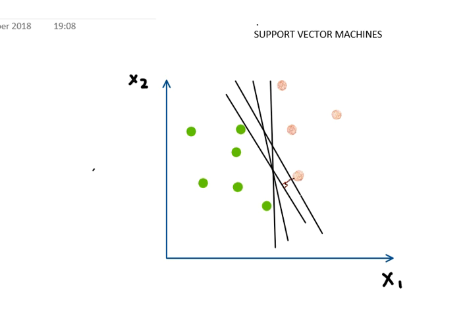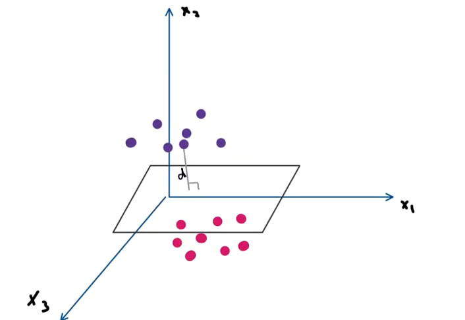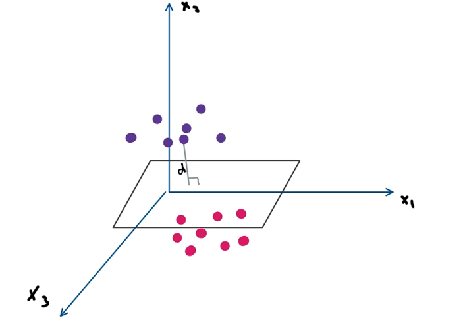What about a three-dimensional feature space? In a three-dimensional feature space, SVM will try to find a two-dimensional hyperplane which makes a clear separation between the two clusters. Now let us understand what exactly a hyperplane is. In an n-dimensional feature space, a hyperplane is a geometric shape of n-1 dimensions. So in this three-dimensional feature space, the hyperplane is a geometrical shape of two dimensions, right? These are the two dimensions.